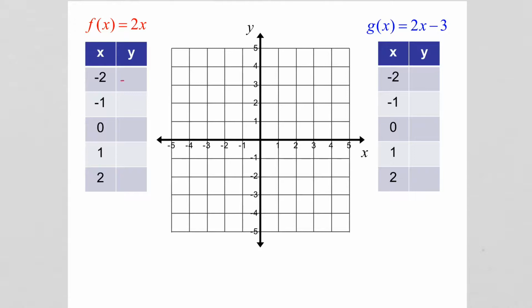So 2 times x. 2 times negative 2 is negative 4. 2 times negative 1 is negative 2. 2 times 0 is 0. 2 times 1 is 2. 2 times 2 is 4. So if we graph this, we've got negative 2, negative 4, negative 1, negative 2, 0, 0, 1, 2, and 2, 4. And so this function is a line that looks like this.